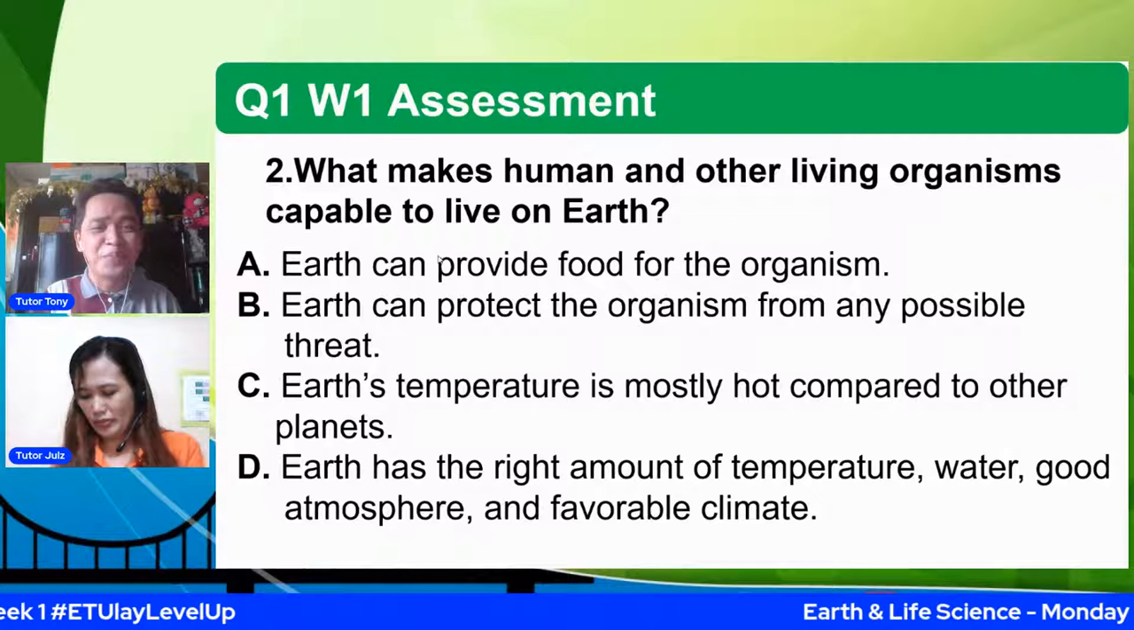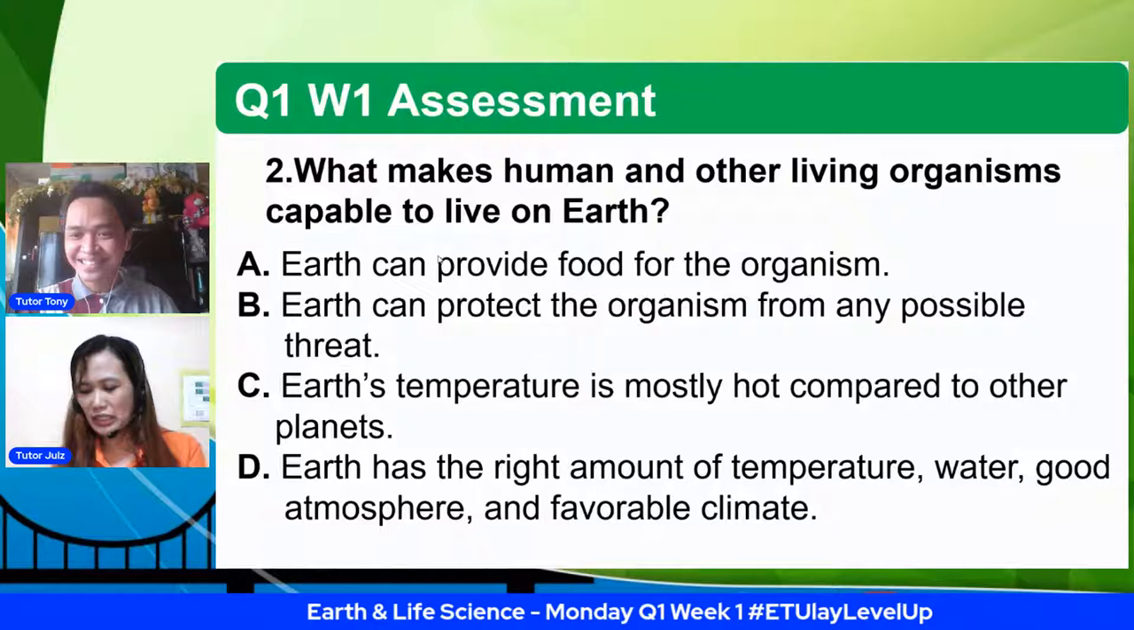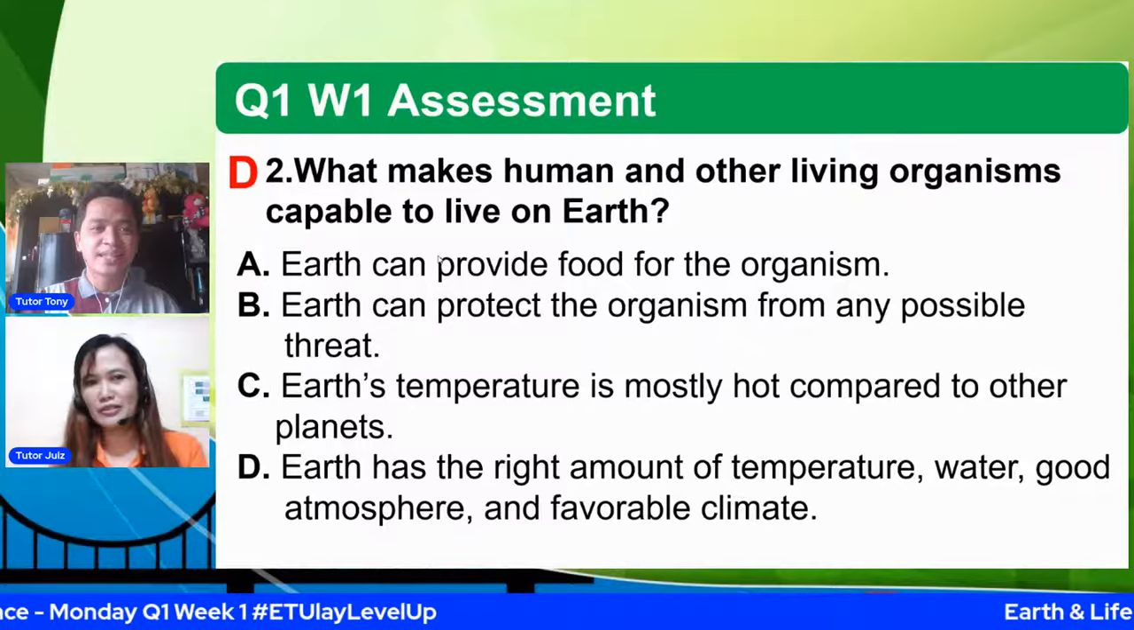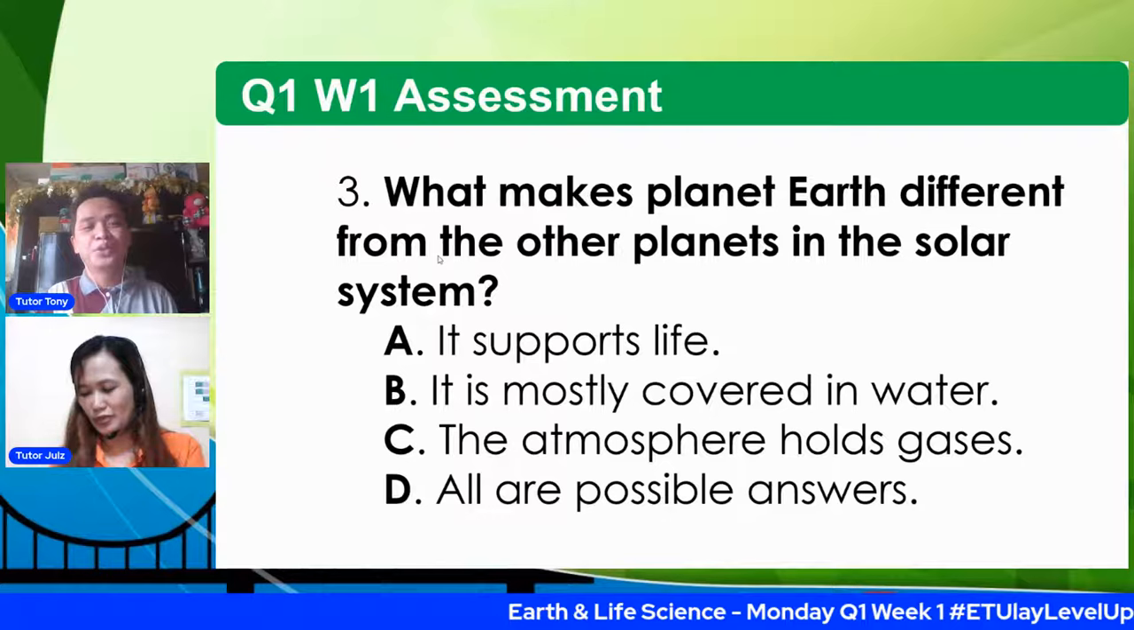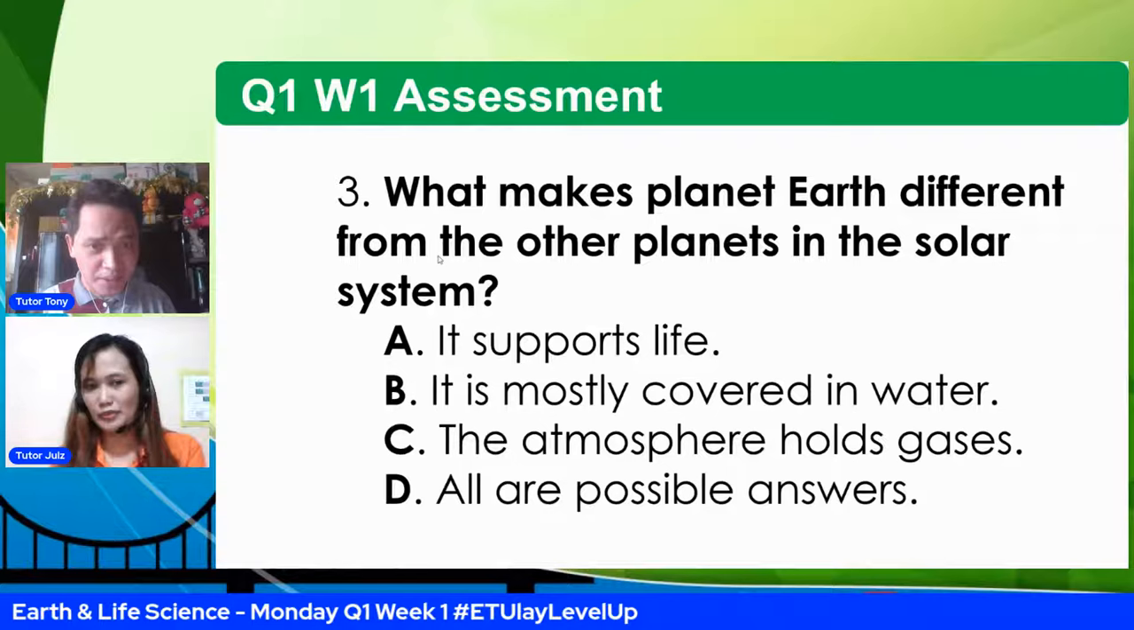Parang obvious na yung sagot, no? Nasagutan na nila, ang dami na pong tama. Yes, they are all correct. Letter D. The correct answer is letter D. Ingredients na kailangan ng planeta para makapag-sustain siya ng buhay. Number three, what makes planet Earth different from the other planets in the solar system?